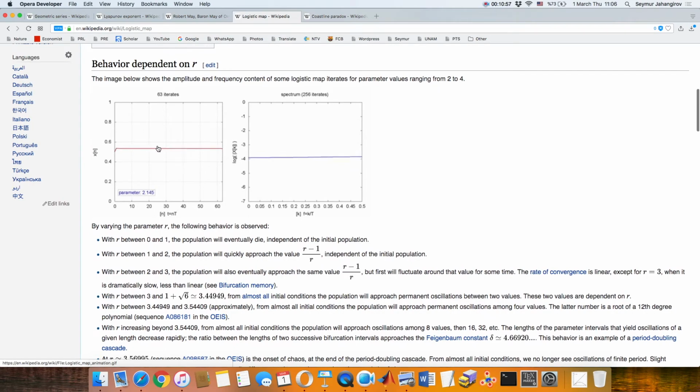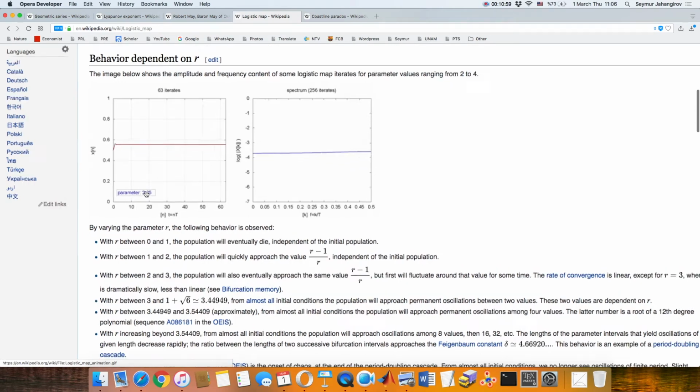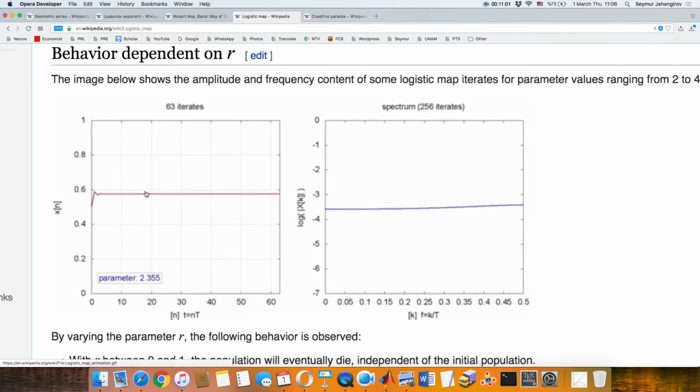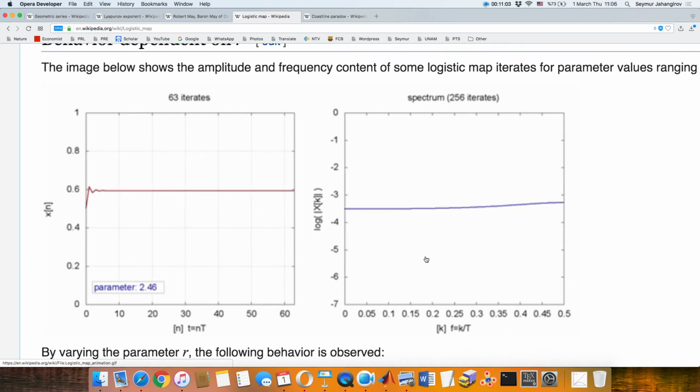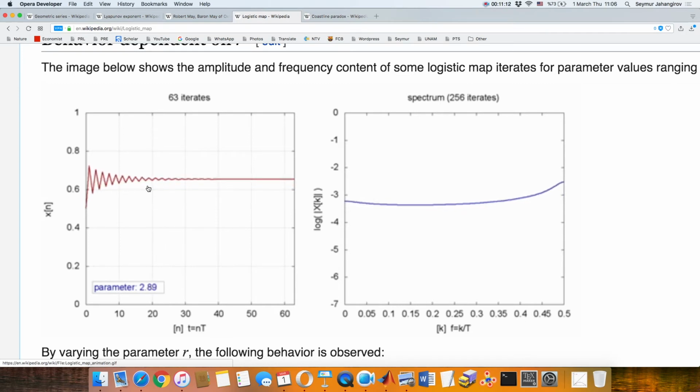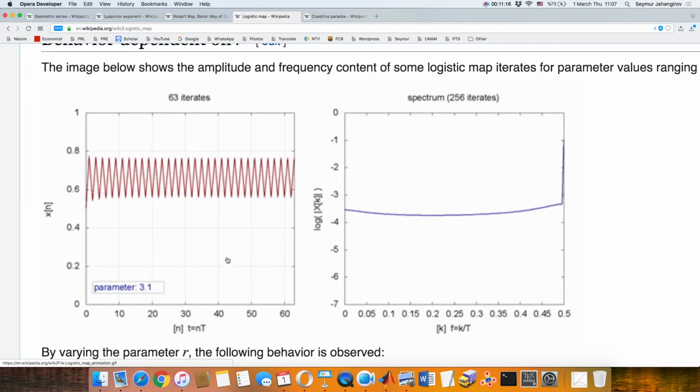Okay, watch this one, okay? R is increasing. Don't watch this one, watch this one, okay? R is increasing and you will start getting period 2 in a moment. Do you see it? Yes?